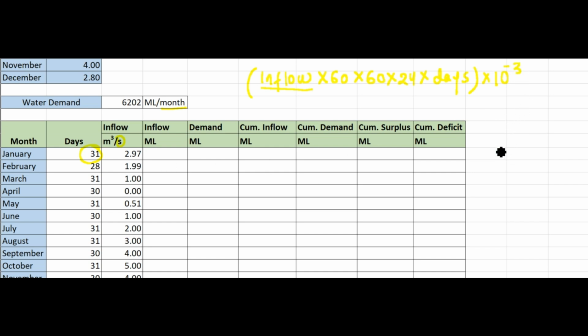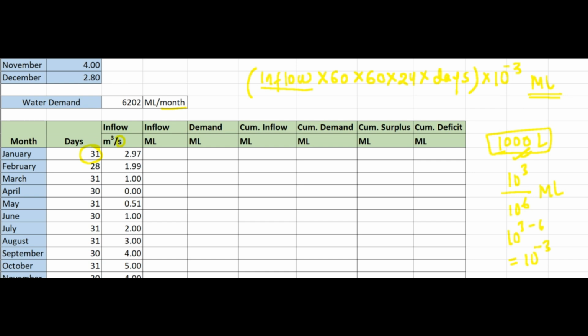Because 1 meter cube will be 1,000 liter, right? So we need to make it into million liter now. So we need to divide by 10 to the power 3 by 10 to the power 6, right? So this is now million liter. So it will be 10 to the power 3 minus 6. It will be 10 to the power minus 3, right? So it will be million liter, right, for this particular month.